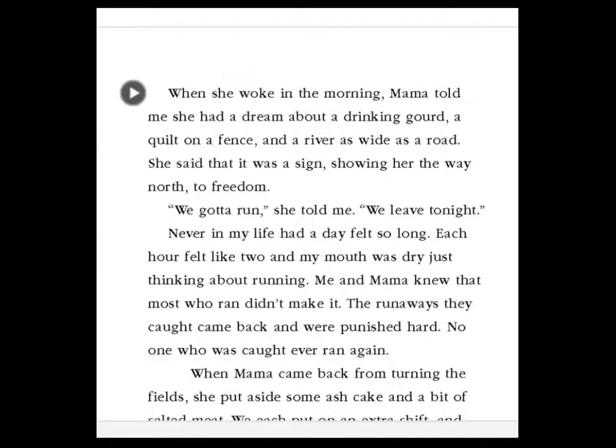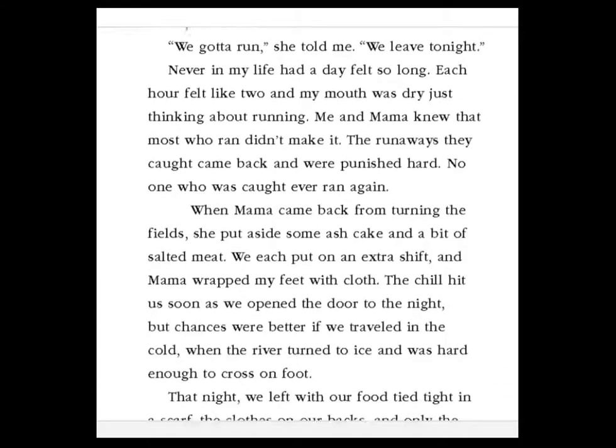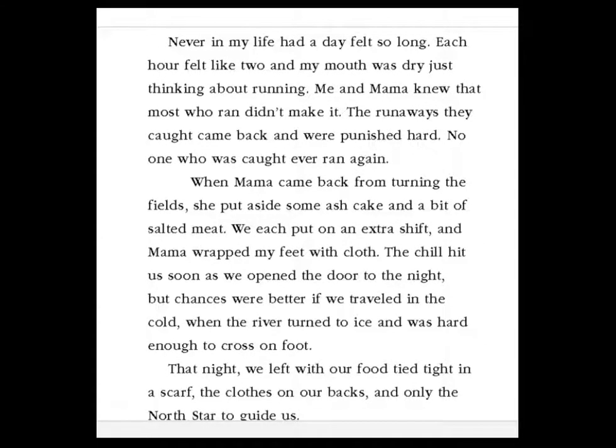When she woke in the morning, Mama told me she had a dream about a drinking gourd, a quilt on a fence, and a river as wide as a road. She said that it was a sign, showing her the way north to freedom. We gotta run, she told me. We leave tonight. Never in my life had a day felt so long. Each hour felt like 2, and my mouth was dry just thinking about running.